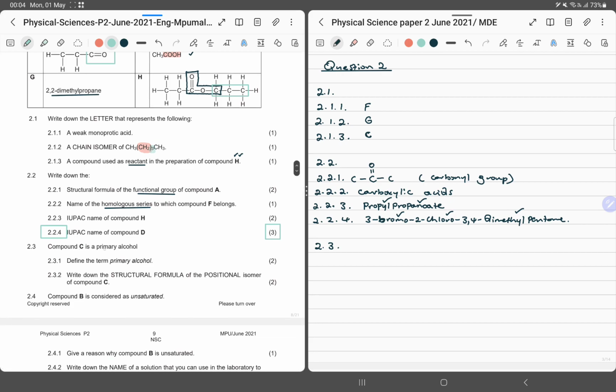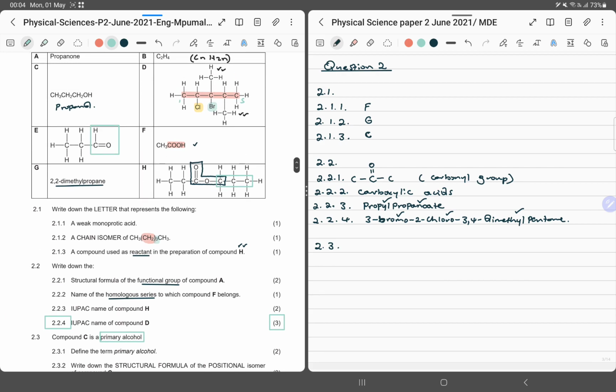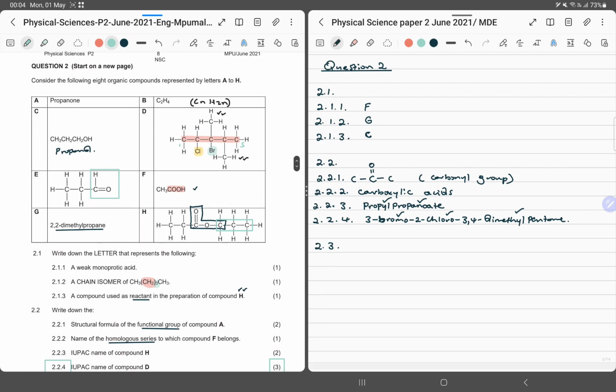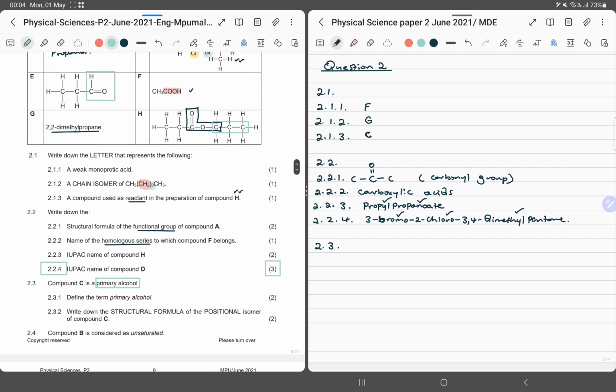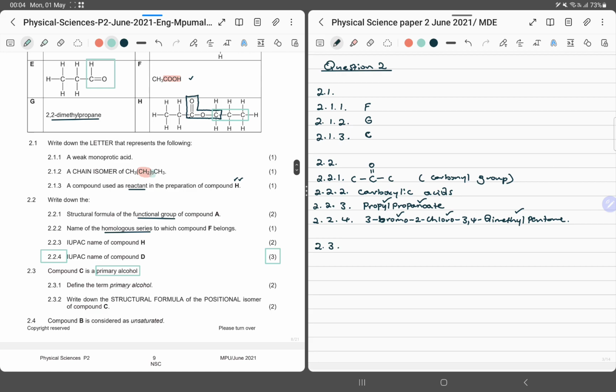It says now compound C is a primary alcohol. We can already see that. Okay, so there it is. We saw that it is propan-1-ol or propanol. Now it says define the term primary alcohol. Okay, now that's fine.